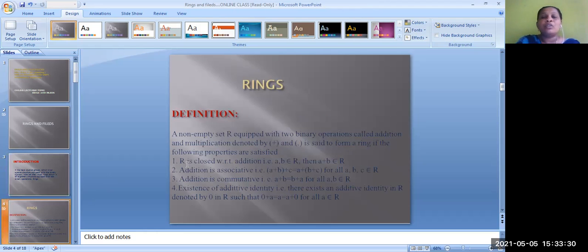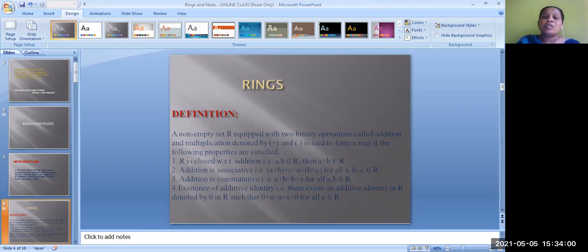So this is the definition of a ring: a non-empty set R equipped with two binary operations called addition and multiplication. Addition is denoted by plus, and multiplication is denoted by dot or star, either one. It is said to form a ring if the following properties are satisfied. If we satisfy the following properties, we complete a ring.